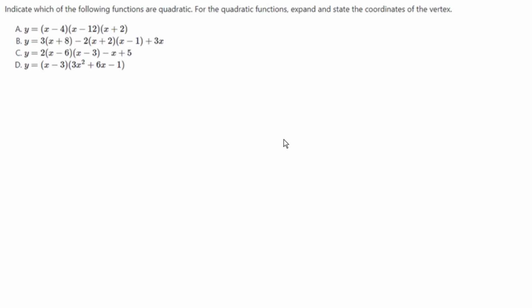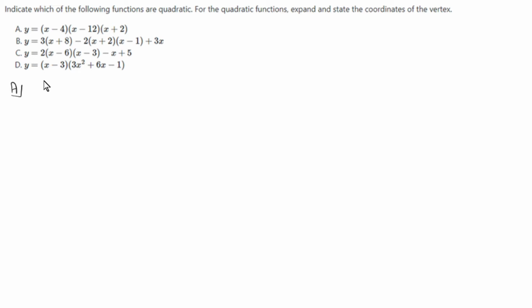Indicate which of the following functions are quadratic. For the quadratic functions, expand and state the coordinates of the vertex. So in order to determine which of these functions are quadratic, we will need to expand them fully, or in some cases partially might be sufficient.